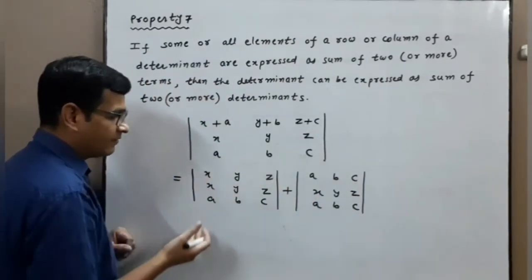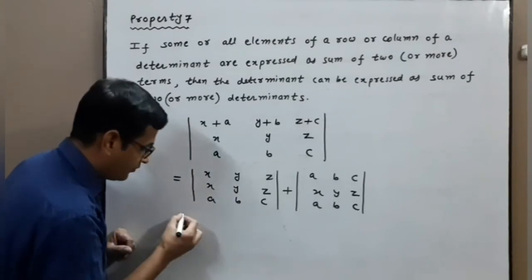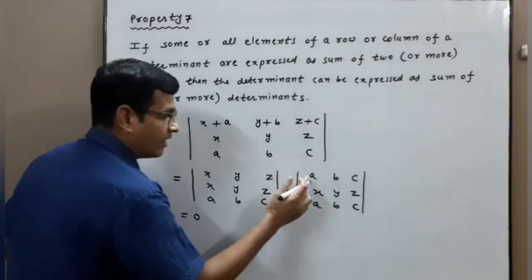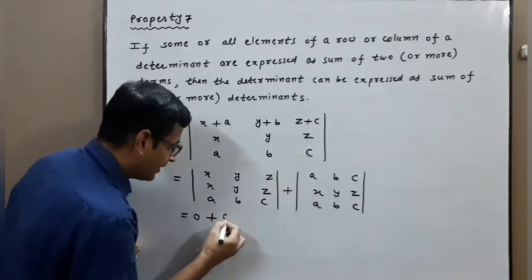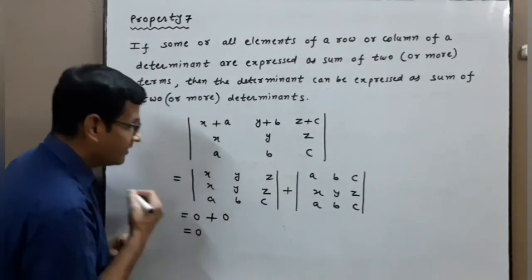When we break it, what happens? R1 equals R2, so the value of the first determinant is 0. R1 equals R3, so the value of the second determinant is also 0. So the calculation is easier.